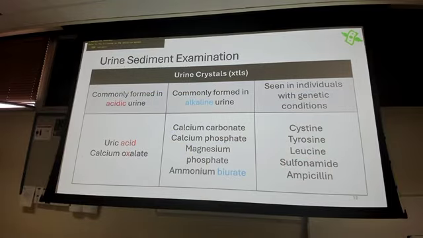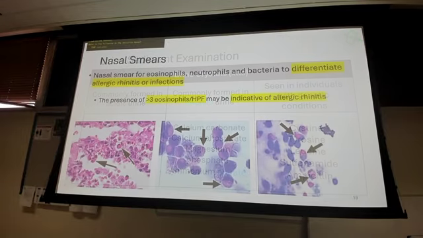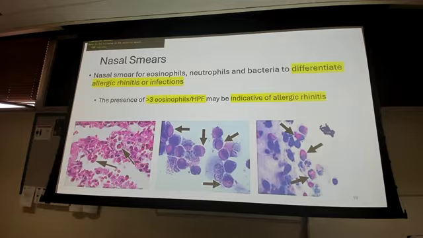Remember, I just said memorize this. I will not give you a picture of this, but if I say that you receive a report and there's greater than 3 eosinophils per high power field, that is indicative of.